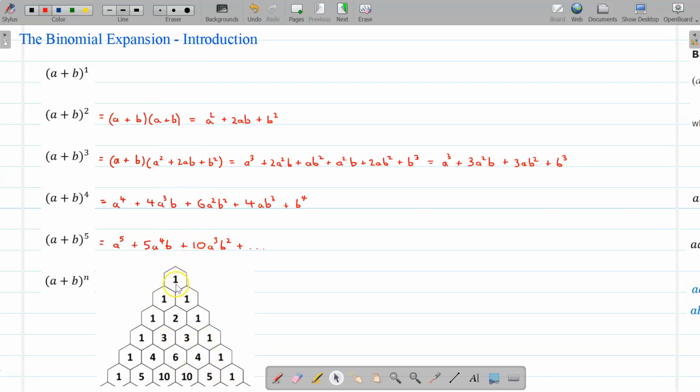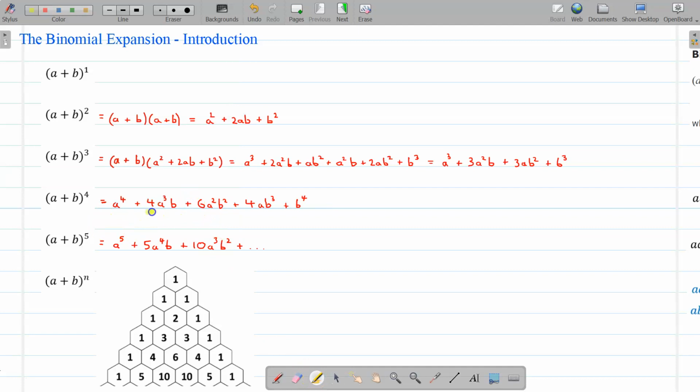And of course, by now you can see that the connection between these rows and the coefficients is very clear. So here we have 1a squared, 2ab, and 1b squared. 1, 2, 1. In this one we have 1, 3, 3, 1. 1, 3, 3, 1. 1, 4, 6, 4, 1. 1, 4, 6, 4, 1, and so on. So that will always be true, and Pascal's triangle will generate these coefficients.